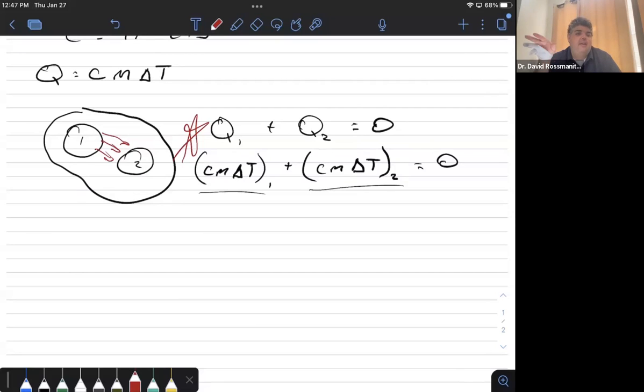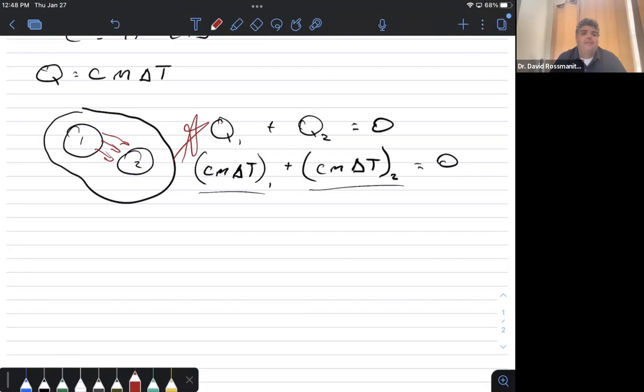Because what you're going to find is no matter what question you're given, you would set it up in this fashion. If there's more than two objects, then you'd have a Q1 and a Q2 and a Q3 and a Q4, however many objects there are. But you'll be given a problem where you have all the data. Every one of these variables you'll have a number for, except one. Maybe it's the mass of object 2. Maybe it's the final temperature of the system. Maybe it's the initial temperature of object 5. Whatever the one unknown is, that's your one unknown.